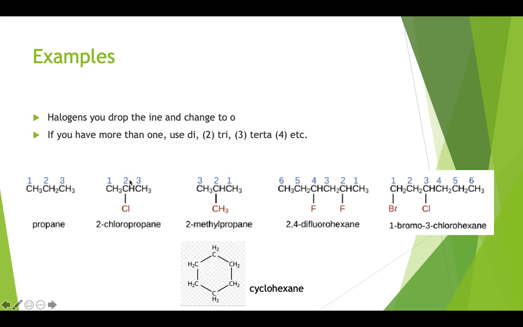Here I've changed one of the hydrogens out for a chlorine, so it becomes propane still, but then you have to tell me the location of that chlorine. Is it on carbon 1, 2, or 3? And it can't be 3 in this chain because we just number the other way. We always number from the end closest to the first substituent. So 2-chloropropane because it's on the second one, not the first one.